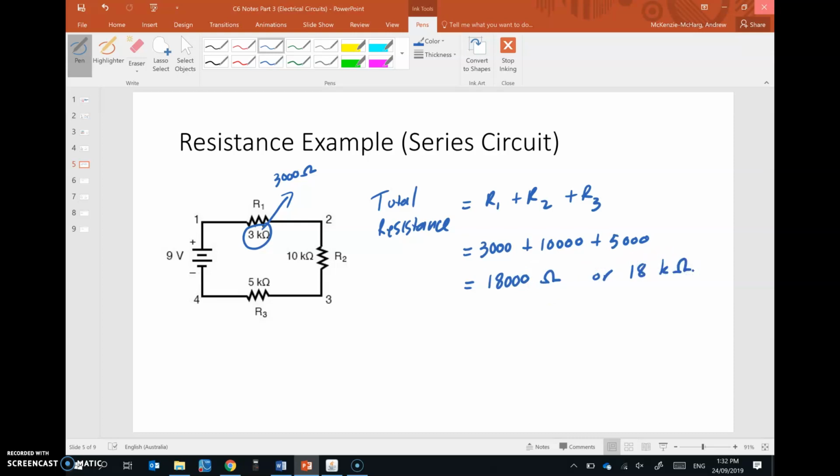Right, so really quite simple when we're looking at resistors in series. Go ahead and try some questions on that.